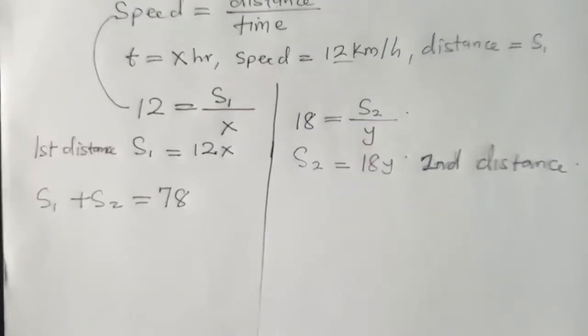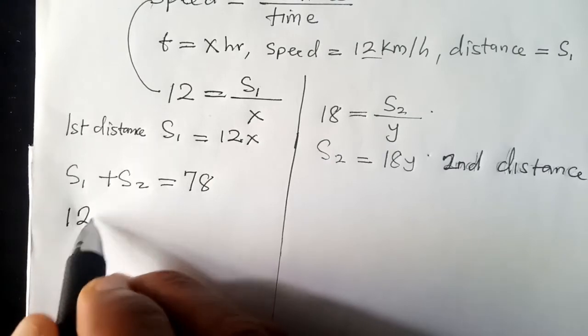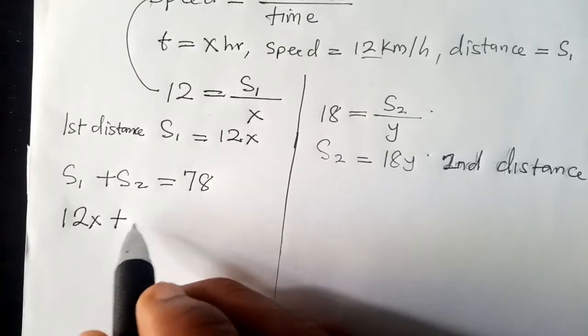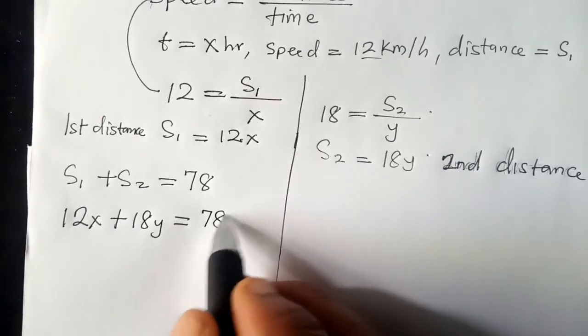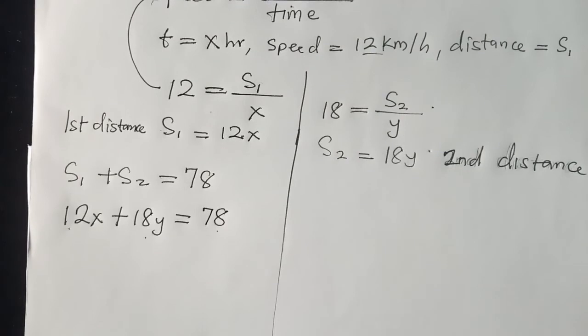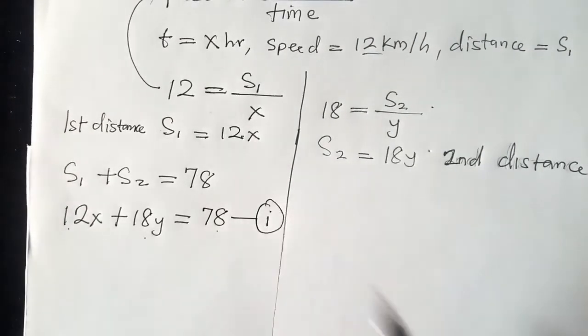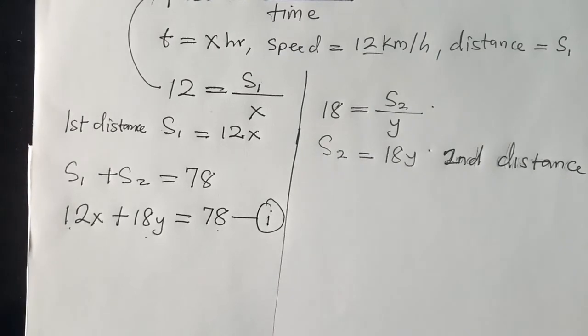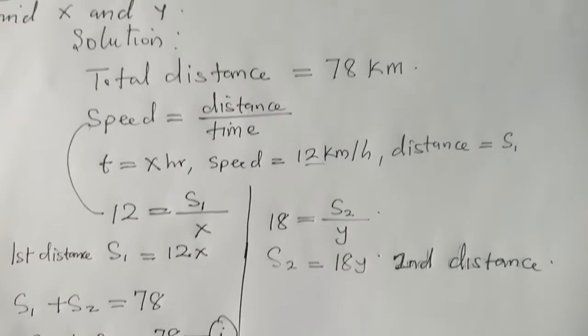So in that case, I have my first major equation. Instead of S1, I'll put 12x. Instead of S sub 2, I'll put 18y, and they are all equal to 78 according to the question, because the question said altogether she cycles 78 kilometers. So the total distance she took in making the two cycles is 78 kilometers.